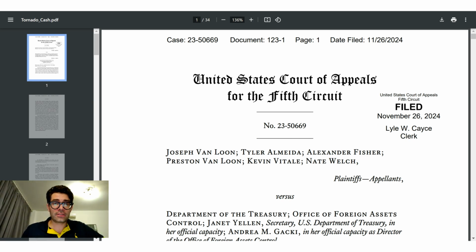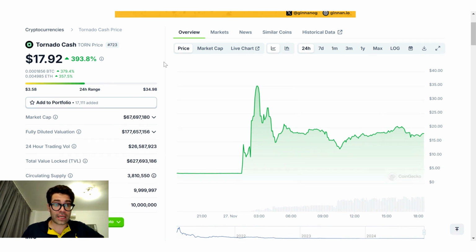And another interesting thing is that the price of the Tornado Cash token just rose like crazy. It was at 3.6, and then it rose up to $34. Now it's at $17. So yeah, that's what I wanted to share with you about Tornado Cash.